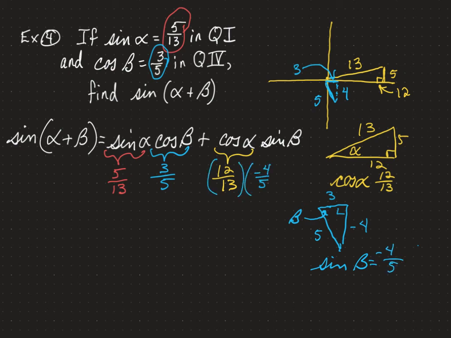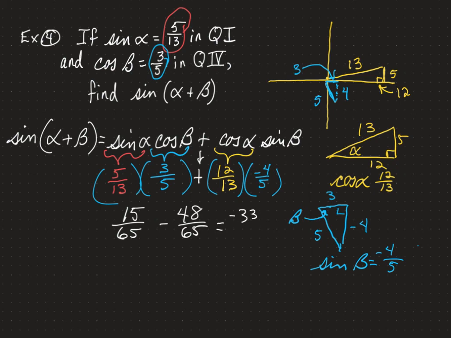These two are multiplied, and these two are multiplied, and right in between them we have an addition sign. It remains there. Okay, so if you do the multiplication, you get 15 over 65 minus 48 over 65, which is equal to negative 33 over 65. That's as far as you can reduce it. That is the sine of alpha plus beta. All right, one final example here.